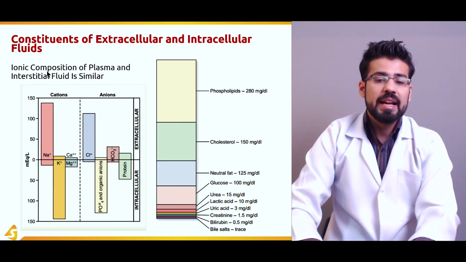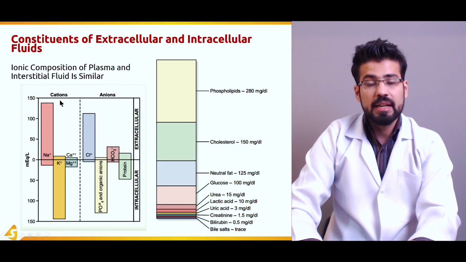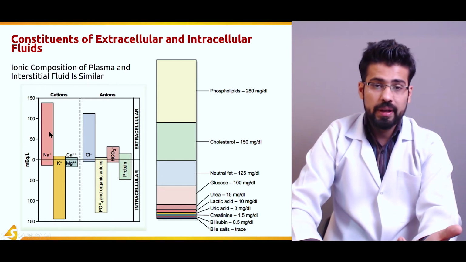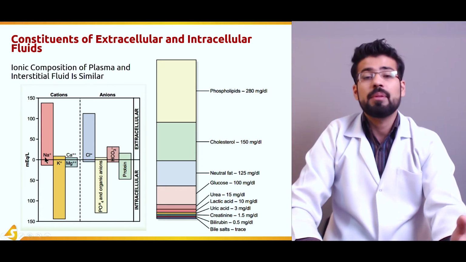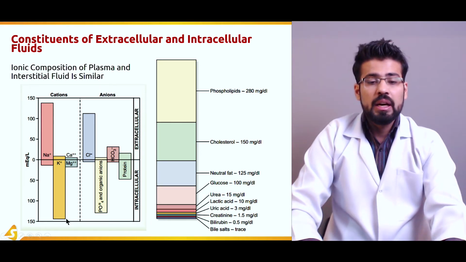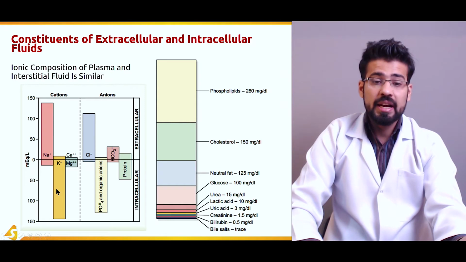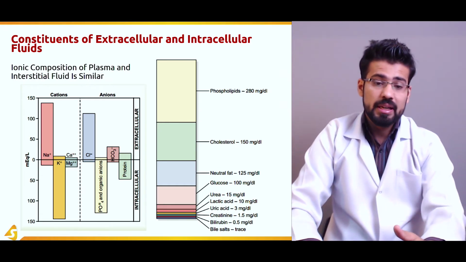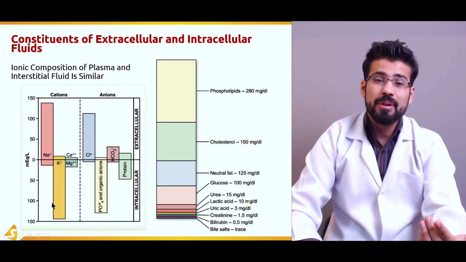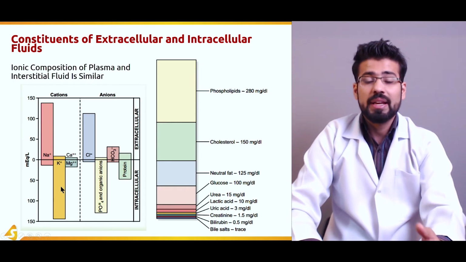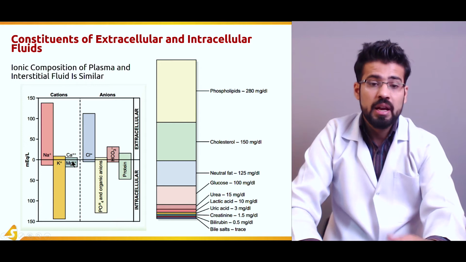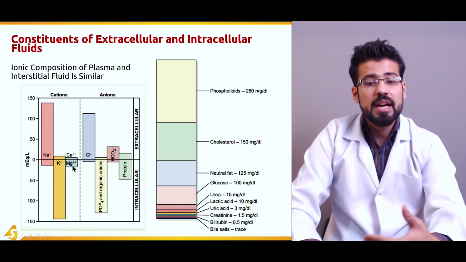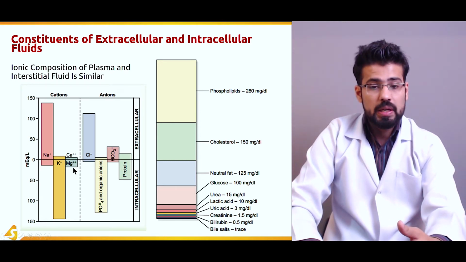So, if we take an example of the cations, sodium is present in abundant quantity in the extracellular fluid as compared to the intracellular fluid. Potassium, on the contrary, is present in abundant quantities in the intracellular fluid as compared to the extracellular fluid. Same goes for calcium and magnesium. Calcium is present outside and magnesium inside. Much of the magnesium is present inside, and much of the calcium is present outside.